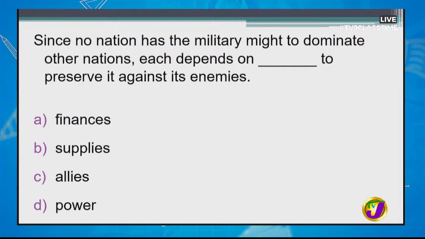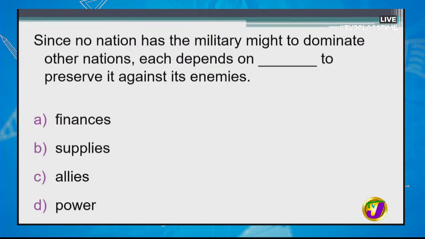Since no nation has the military might to dominate other nations, each depends on blank to preserve it against its enemies. So now, who do you depend on to help you in a fight? Who helps you against your enemies? So you're looking for the opposite of enemies, because if someone isn't your enemy, then they're your friend. So which one of these words conveys that idea?